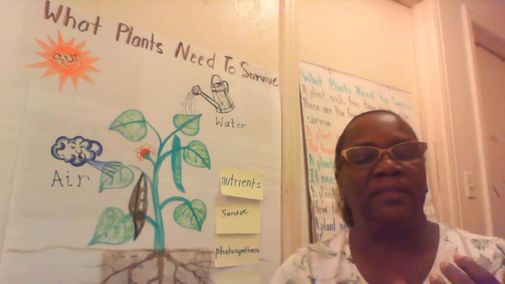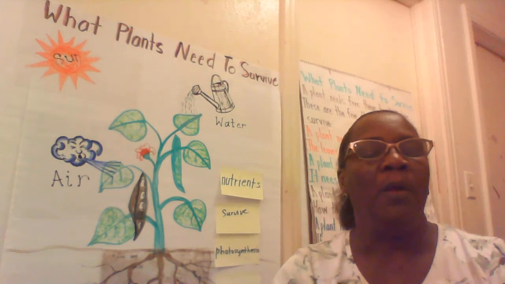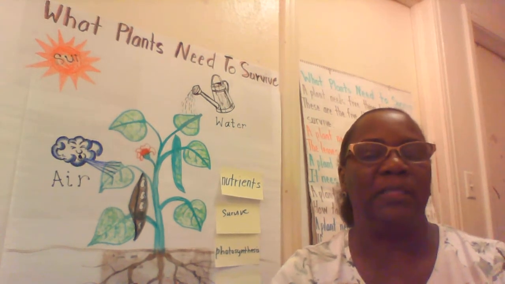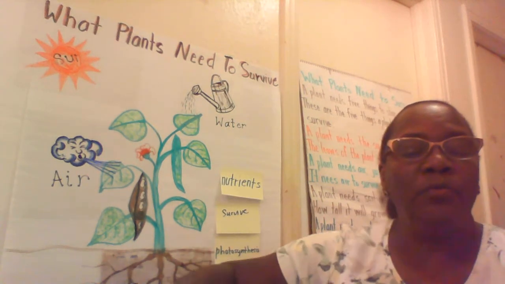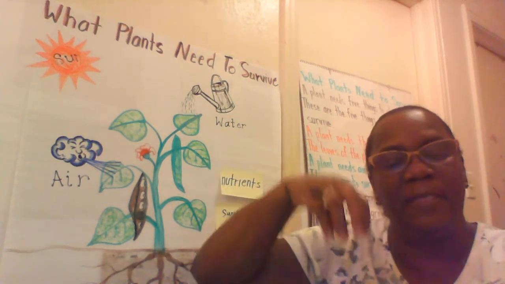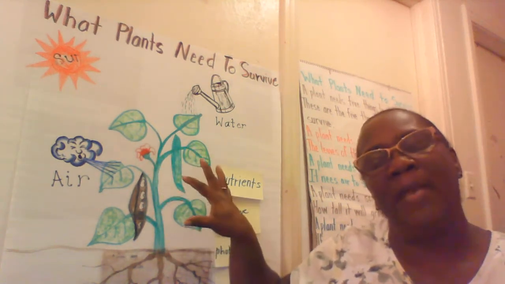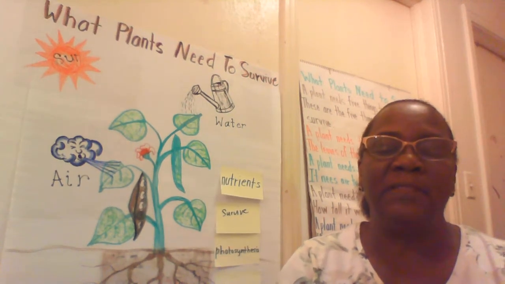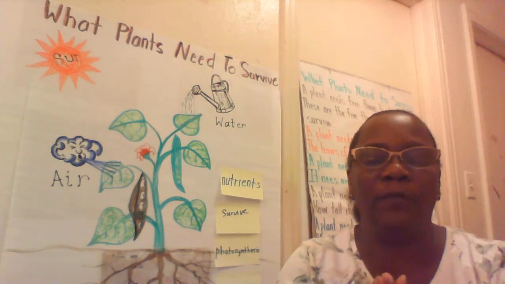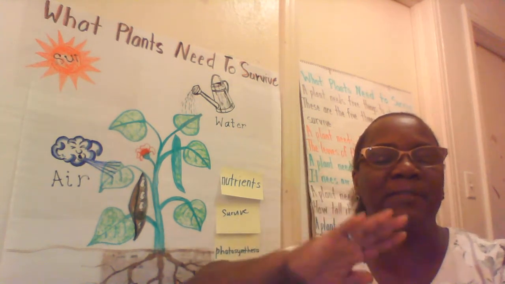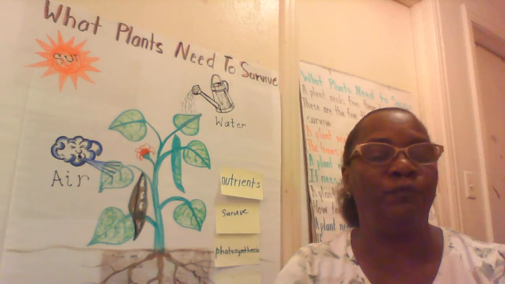In addition to the sun and the water and the air, plants need nutrients. The nutrients come from the soil. The roots suck the nutrients up with the water and bring it up and distribute it to the plant, but mainly in the leaves. Now the leaves have a green substance in them called chlorophyll.